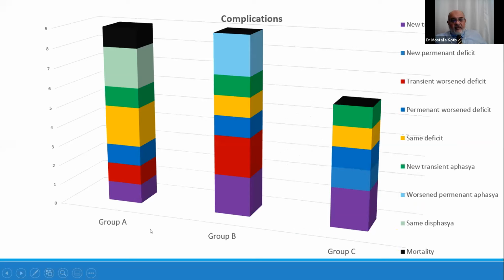The complications were more or less similar in all the groups, except for one case of mortality intraoperatively in group 1, for a patient who had intractable seizures during surgery. The most common complication was the new transient deficit and the transient worsening of the original deficit. But otherwise, the complications are more or less the same.